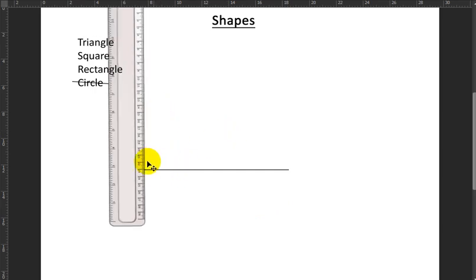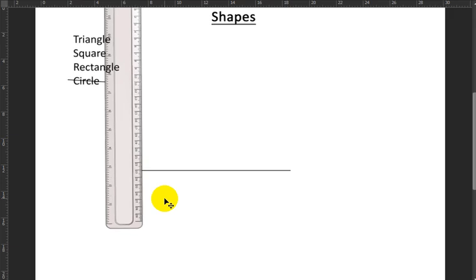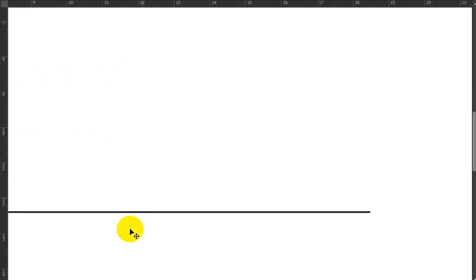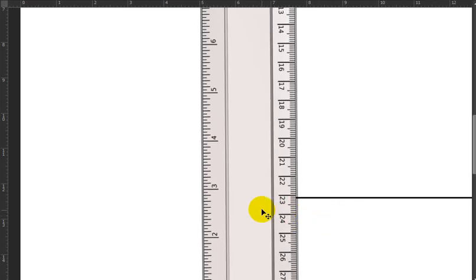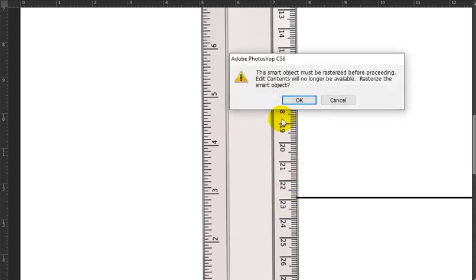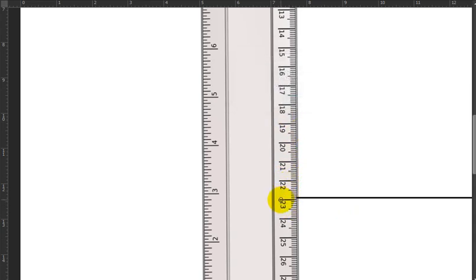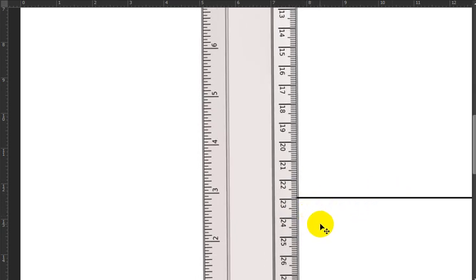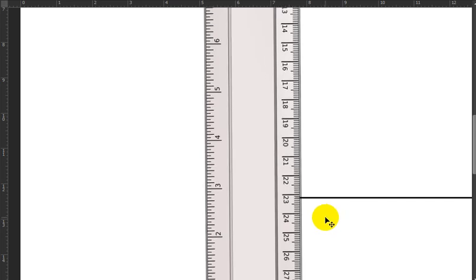But if I want to be really careful about it and be very, very precise, what I can do is place my ruler in such a way that one of these lines, so here, like this line, or this line, or this line, any of these lines, I want them to line up exactly with the line that I've already made. So if I place it like this, great.